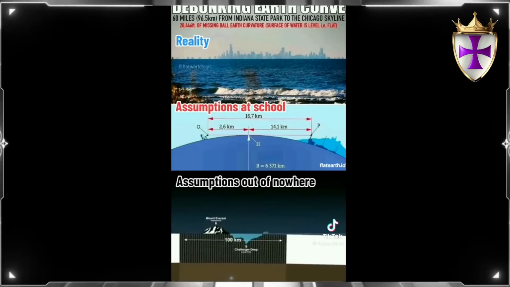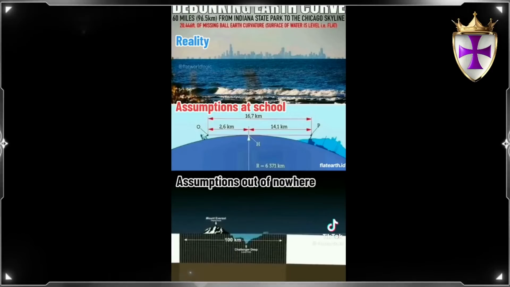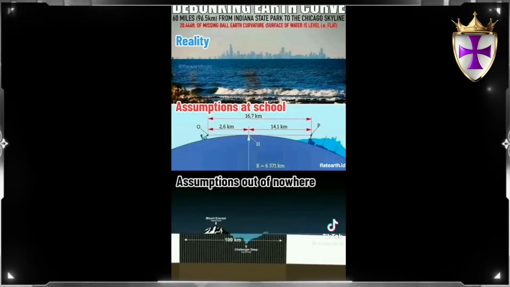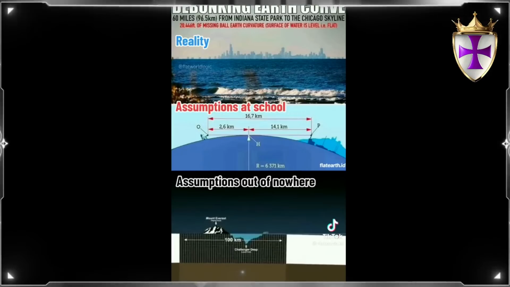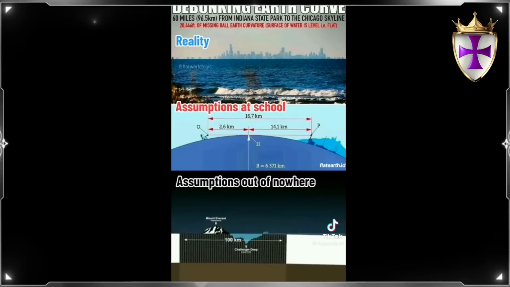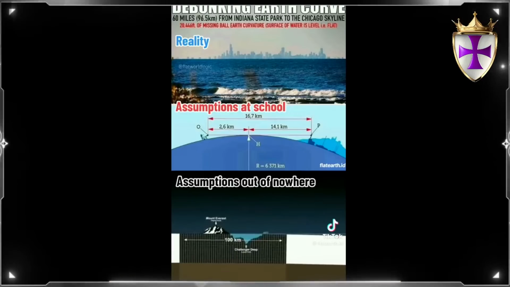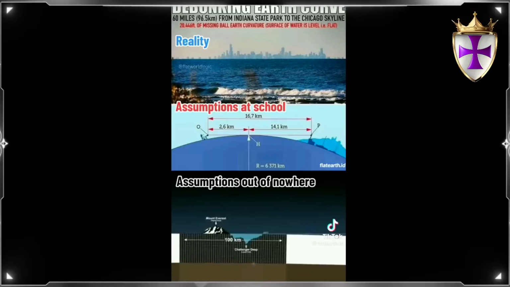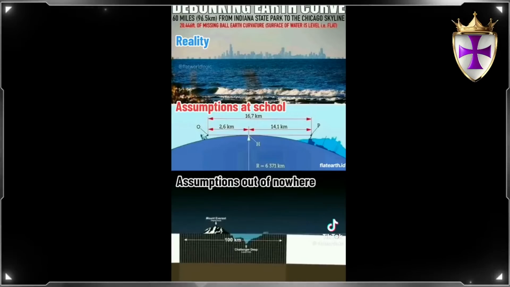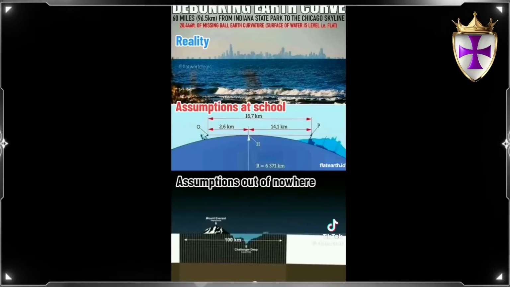Right, and this model is consistent with what we're taught in school, that the radius of our globe is allegedly 6,371 kilometers, basically from the center of the globe to the surface. So this model is accurate according to that assumption, but the reality clearly is vastly different. Yeah.